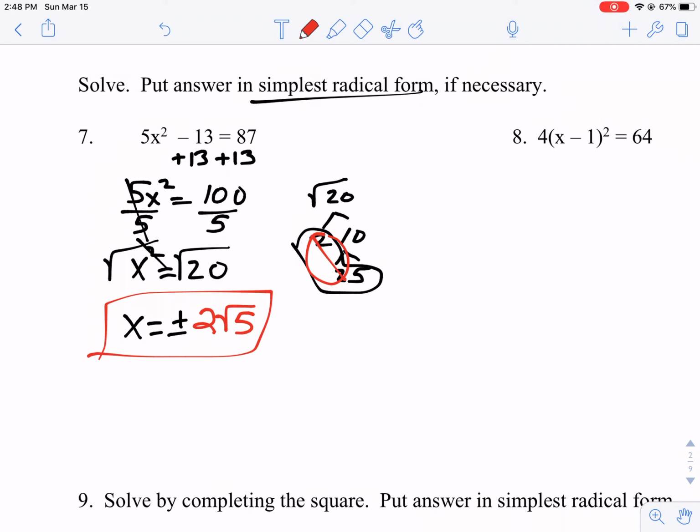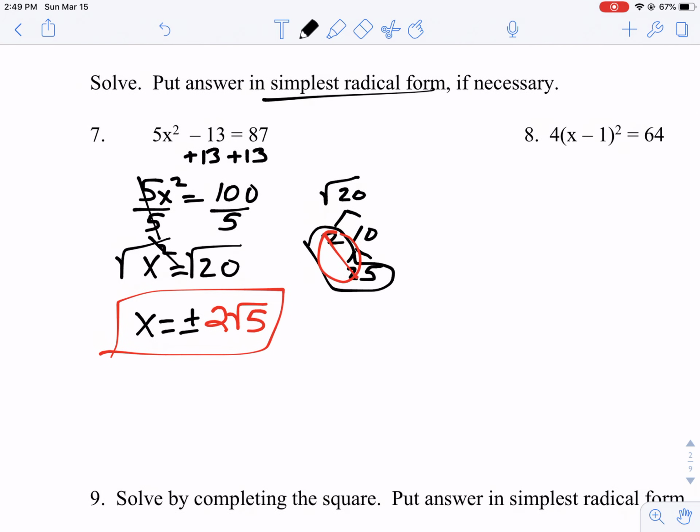All right, number 8. Again, I see a package, a set of parentheses, a box being squared. So I only have one thing being squared. It's the box. I do not want to double distribute it and make this into a really long problem. You can, but your chances of making a mistake go up highly. So we're going to do the shortcut. It says, get that box by itself, that package. So we're going to divide both sides by 4. X minus 1 squared is going to be equal to 16.